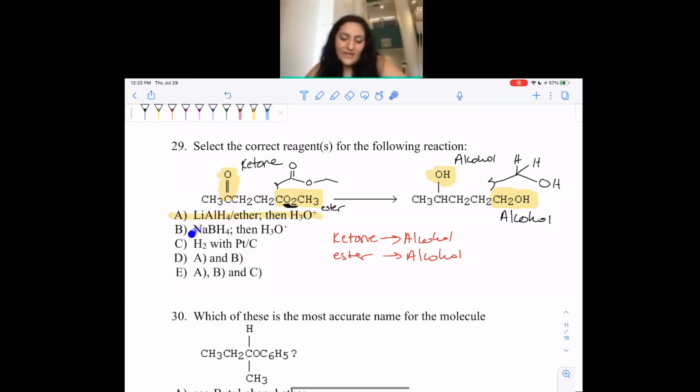So, H2PTC, that's from Orgo 1. So I don't like this question having that answer choice. But as you can see, D and E don't make sense. So it would have to be A. You can just ignore C. That's like a confusing thing.